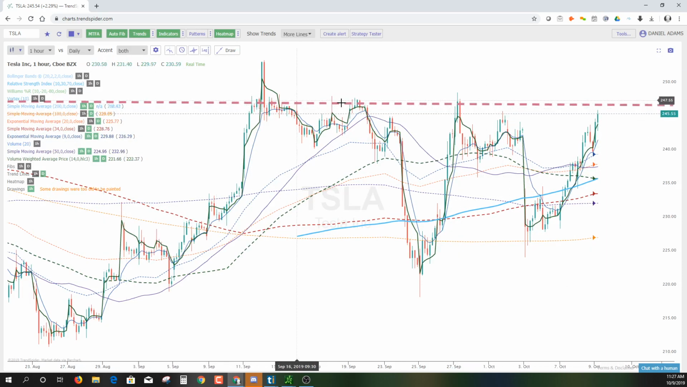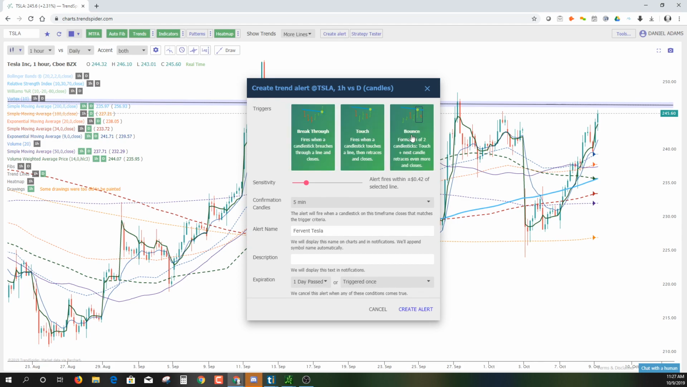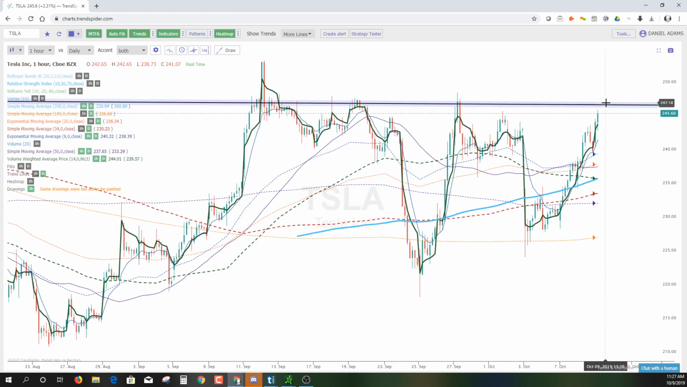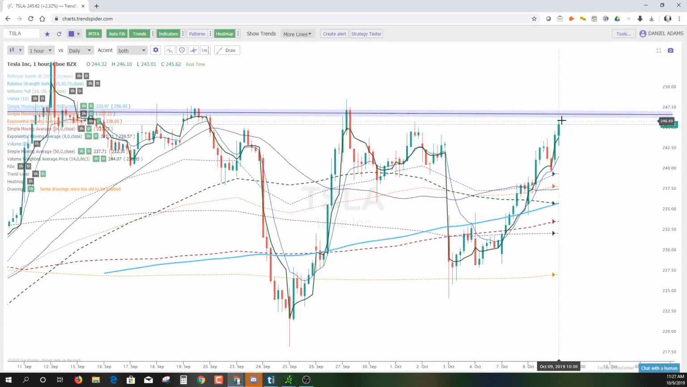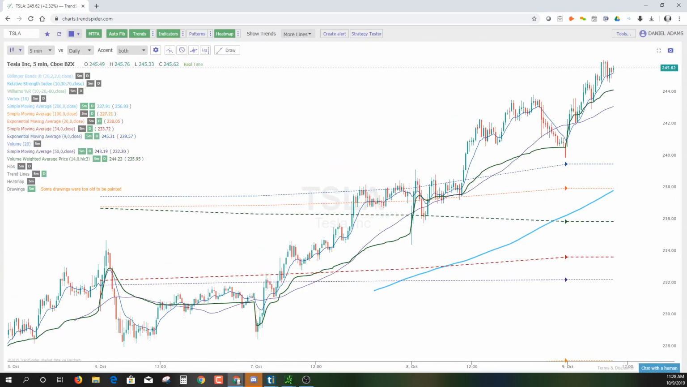What's really nice about it is that you can create an alert when price touches this line with TrendSpider. I like to know when a 5-minute candle either breaks through, touches, or bounces. If I'm day trading, I'll set it for a day because I want the alert to expire if it doesn't happen. And now I've got a nice little alert. If price gets up to that level, we'll have a highlight. Of course, the 5-minute chart really can't see it, but at least we're aware of it.